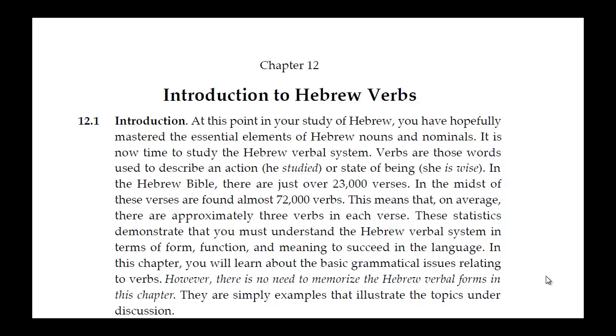So in this chapter, you'll learn about the basic grammatical issues relating to the verbs. However, this is just an overview. There's no need to memorize the Hebrew verbal forms in this chapter. We're just going to do an overview of Hebrew verbs, and we're going to give examples. And then in the next lessons, we'll go more in depth into the Hebrew verbs and their stems.